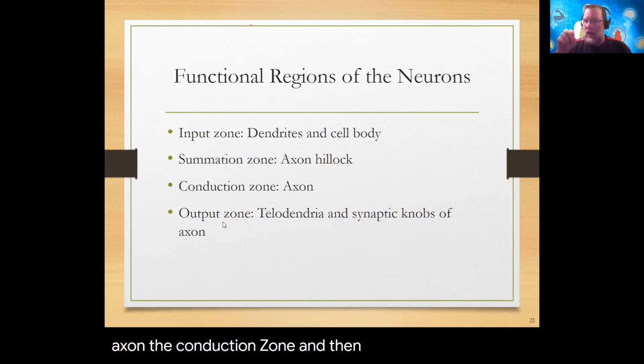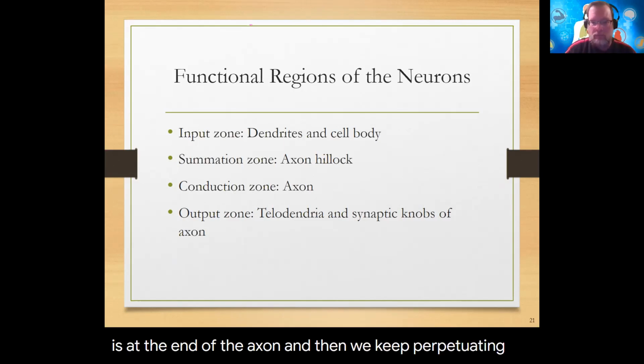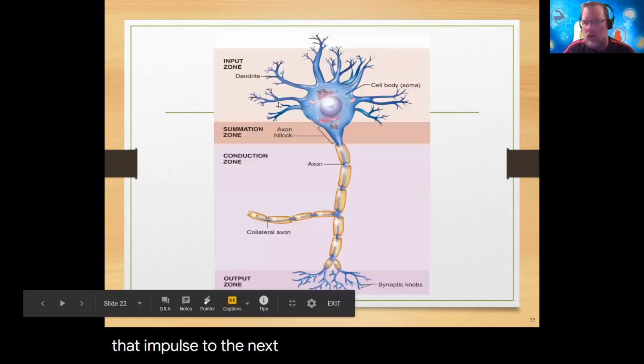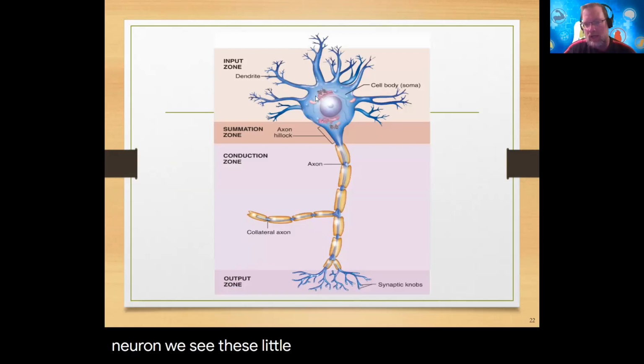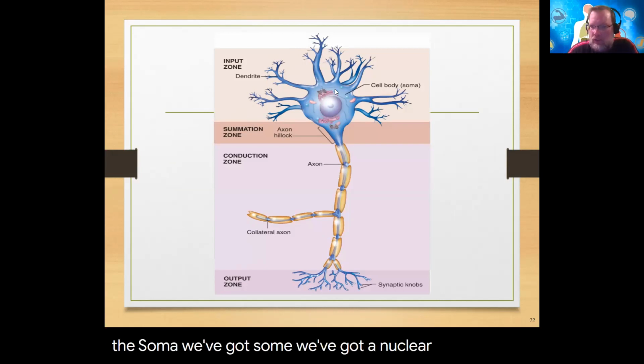And then finally, the output zone is at the terminus of the axon, or at the end of the axon. And then we keep perpetuating that impulse to the next neuron. So when we look at a neuron, we see these little dendrites in the cell body, or the soma. We've got a nucleus, rough ER. There's some mitochondria in there, a couple of lysosomes floating around, and some vesicles.